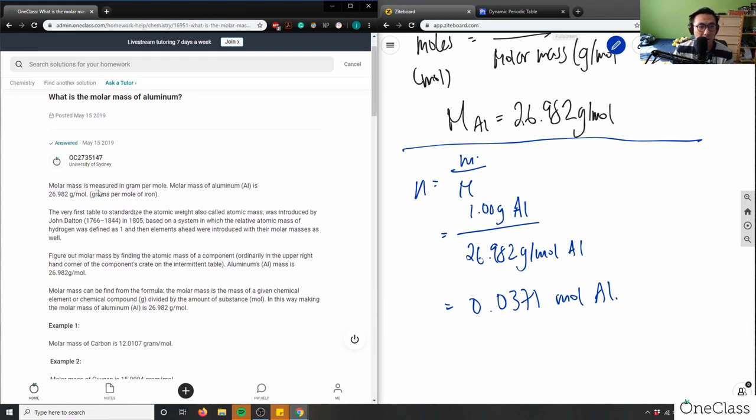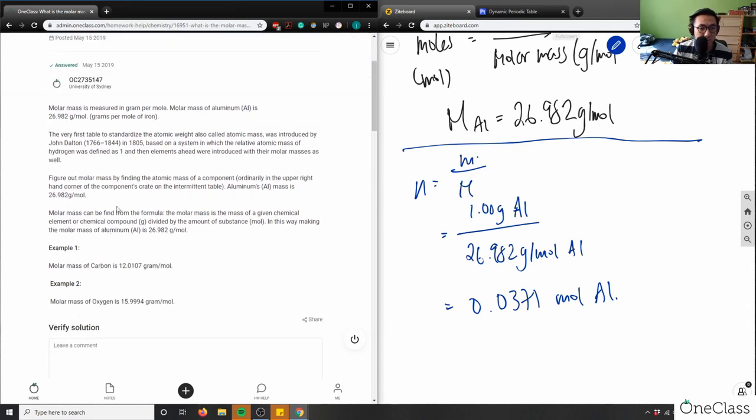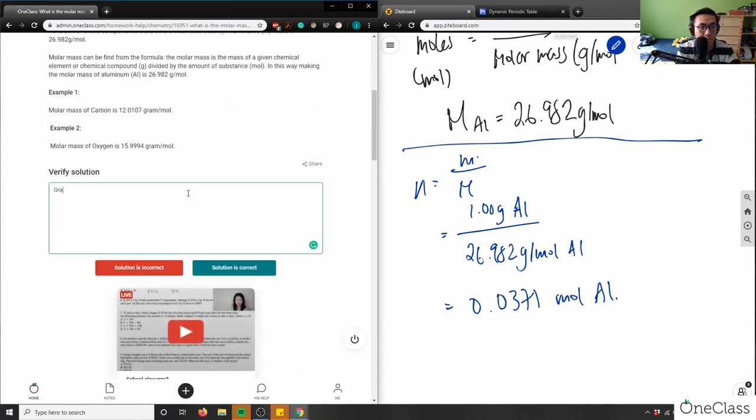So let's look at this problem. It says molar mass is measured as gram per mole. That's good. Molar mass of aluminum is 26.982 grams per mole. This should be aluminum here; I don't know why they wrote iron. They gave us a little history lesson here. The very first table, it's a standardized atomic weight, also called atomic mass. Okay, that's cool. Figure out the atomic mass of a component. Molar mass can be found by the formula: mass given by a chemical formula divided by the amount of substance per mole. So this is 26.982. Good. This is a great solution and analysis. Sweet.